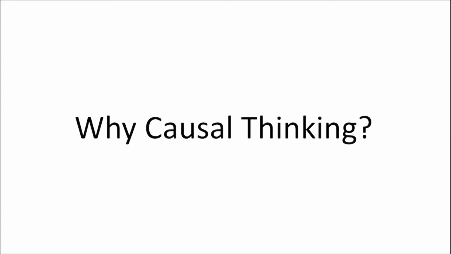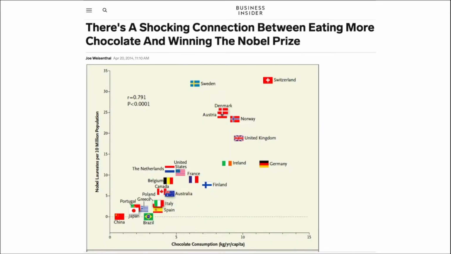So understanding probabilistic graphical models is important for causal thinking. So why should we care about causal thinking?